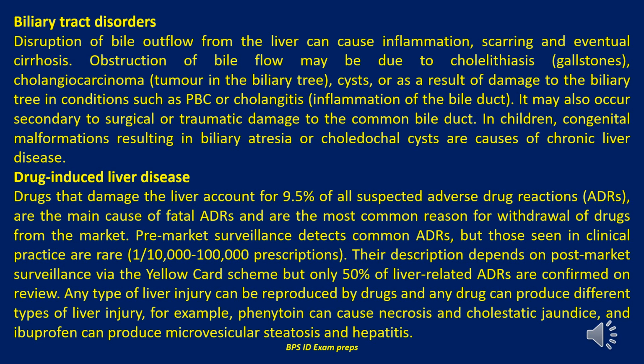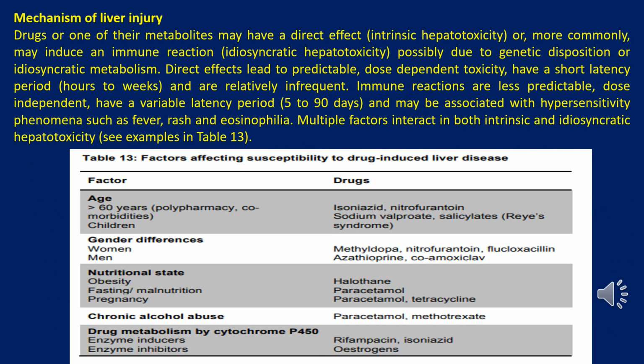The description depends on post-market surveillance via the yellow card scheme, but only 50% of liver-related ADRs are confirmed on review. Any type of liver injury can be reproduced by drugs, and any drug can produce different types of liver injury. For example, phenytoin can cause necrosis and cholestatic jaundice, and ibuprofen can produce microvesicular steatosis and hepatitis. Next we will discuss mechanism of liver injury.